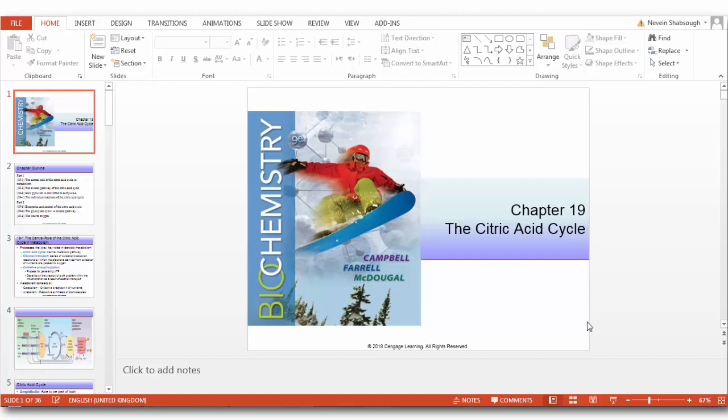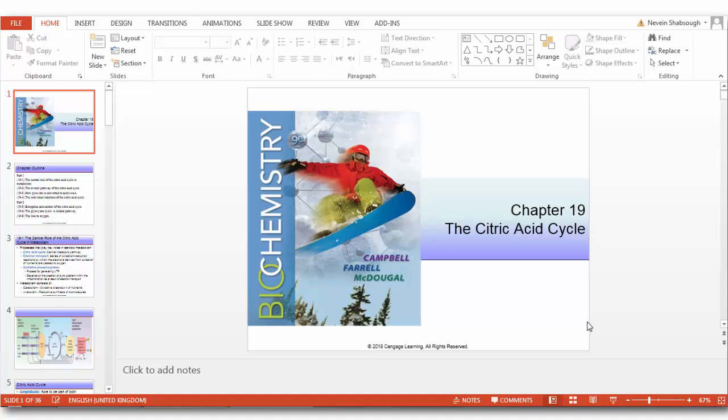Assalamu alaikum. Today we want to talk about the citric acid cycle. Now, generally speaking, organisms get far more energy from nutrients by aerobic oxidation than by anaerobic oxidation. In chapter 17, we talked about glycolysis, where one molecule of glucose was converted to two molecules of pyruvate.